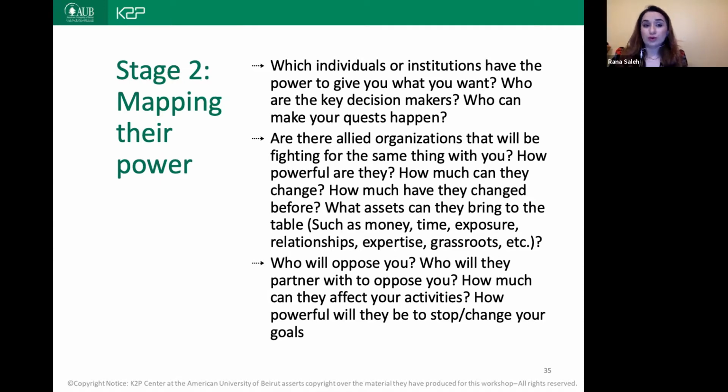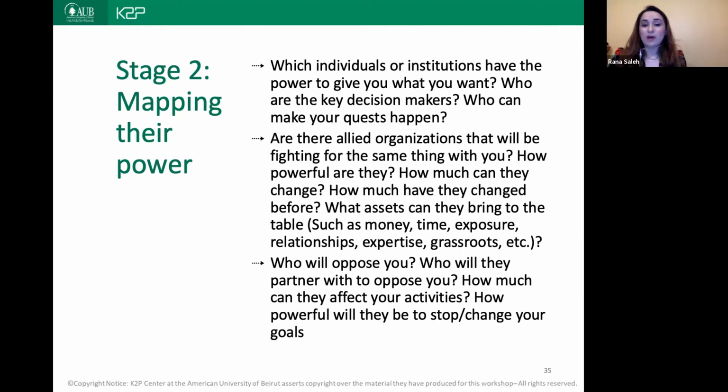And think of who will oppose you and who they will partner with to oppose you. So for example, in the case of tobacco control in Lebanon, the main opposition is not only the industry, but also the syndicate of the hospitality sector, restaurant owners and hotels and so forth. So these are considered as partners in opposition in your campaign. You're not only thinking of the tobacco industry, but you're also thinking of other allies who might oppose you.